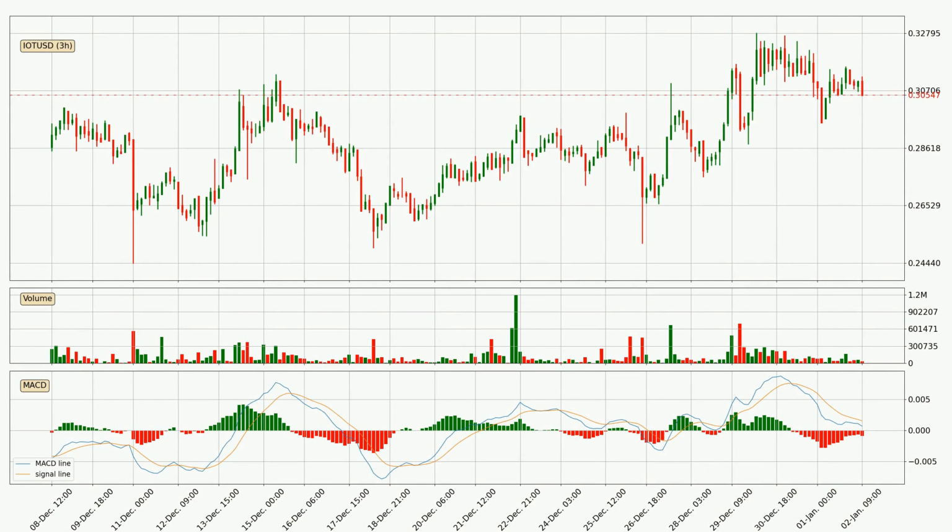Jumping to the 3-hourly MACD, the MACD line is below the signal line, which shows that the current trend is on the downside. The momentum is currently indecisive, according to the MACD histogram. This means you should wait and see if the MACD line will cross the signal line, which will be bullish, due to the expected shifting momentum.